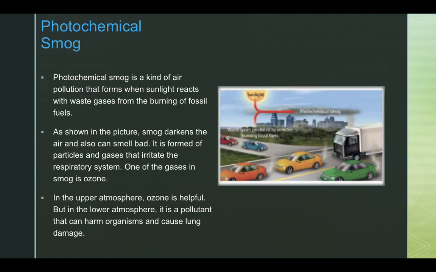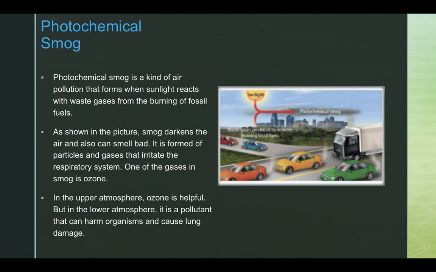So photochemical smog, and in this picture, this is what we're looking at right here. This is above a large city. Photochemical smog is a kind of air pollution that forms when sunlight reacts with waste gases from the burning of fossil fuels. So it mixes. Photochemical smog is when these vehicles that run on gasoline, and these big trucks that run on diesel fuel, are burning fossil fuels, and it reacts with the sunlight with these waste gases, and it forms this photochemical smog here. As shown in the picture, smog darkens the air and also can smell bad.